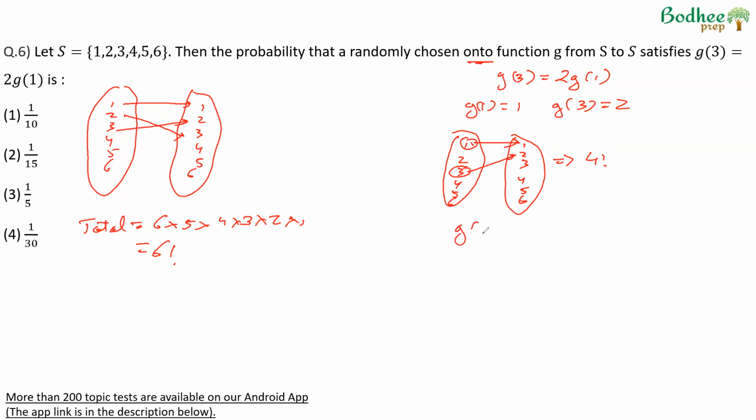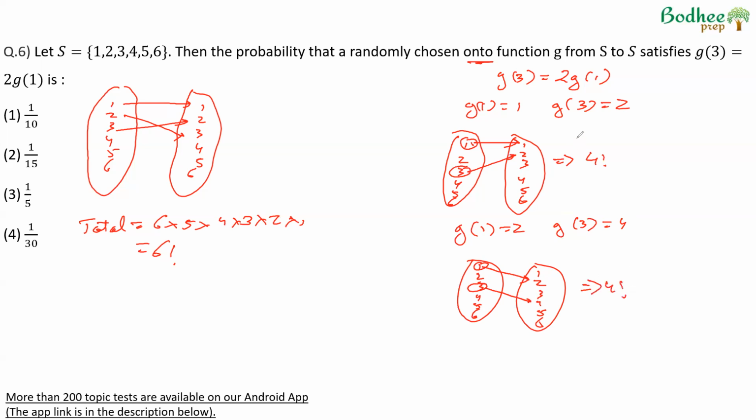Similarly, if we take G1 as 2, G3 would be 4. Again, defining the functions 1, 2, 3, 4, 5, 6. Domain and codomain 3, 4, 5, 6. G1 is mapped to 2. G3 is mapped to 4. There are 4 elements remaining, 1, 3, 5, 6. From here, we can define 4 more functions, 4 factorial functions.